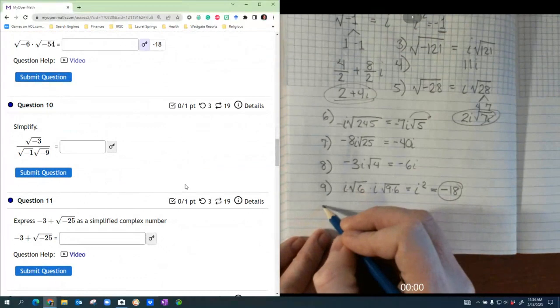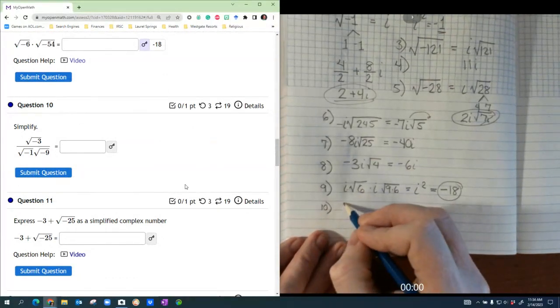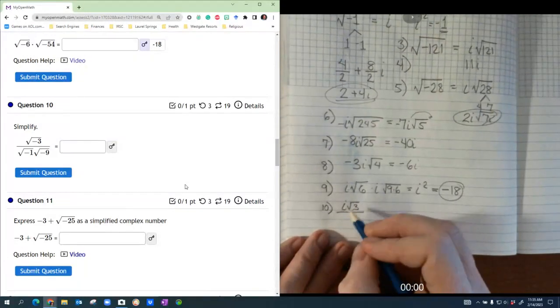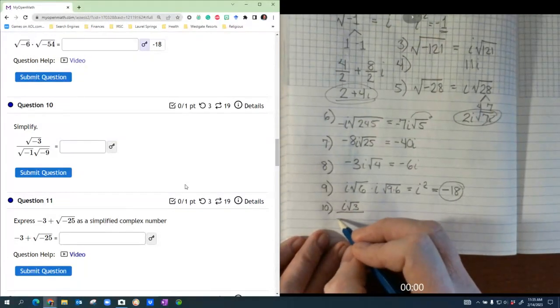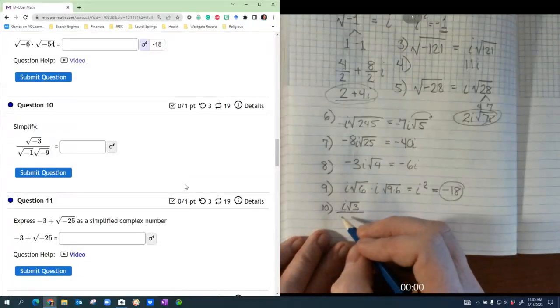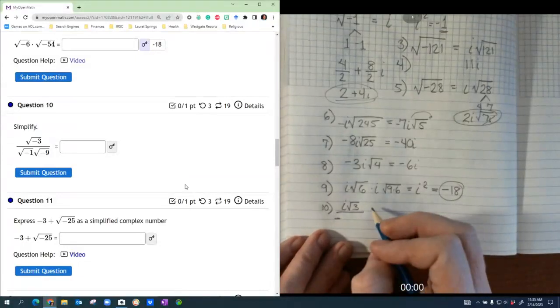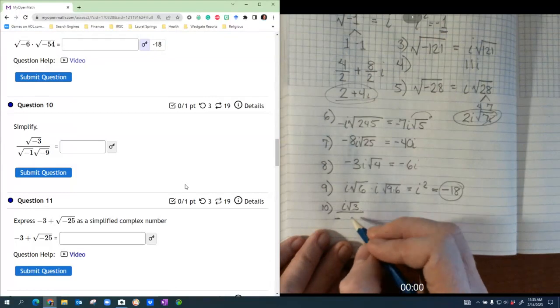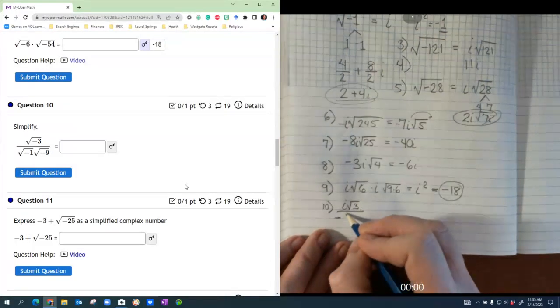Now I go ahead and do this. Number 10. I see that it's going to be i radical 3. Can't do anything with that. But then I have i times i, and I'm just going to put a negative sign in front of it. Okay? And then, because I'm multiplying it now, it's going to be 3.